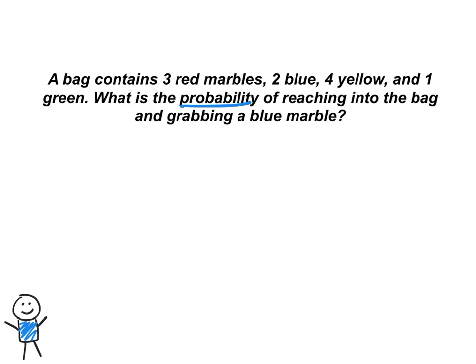Well, remember from way back when, probability is just a ratio of what you want over the total. Some textbooks say favorable outcomes over total possible outcomes. But basically, in this case, what do we want? We want to know the chances of grabbing a blue marble. Well, how many blue marbles were there? There were 2 blue marbles.